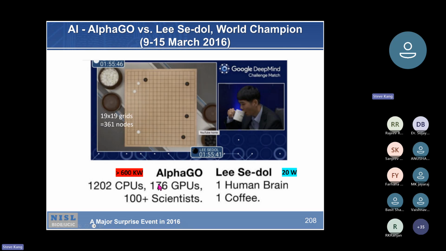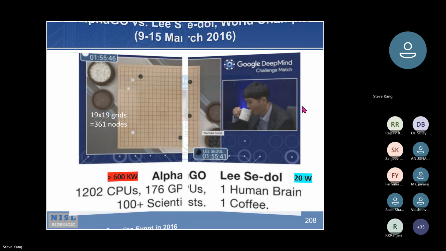So in the AlphaGo case, more than 1,200 CPUs, more than 170 GPUs, and more than 100 scientists supporting. And the energy consumption was almost a megawatt, more than 600 kilowatts. If you look at all this, yet Lee Sedol had one brain, less than 20 watts, with coffee. So they said the result was not a fair game, but it was still shocking in terms of competition. I myself was surprised at the time.